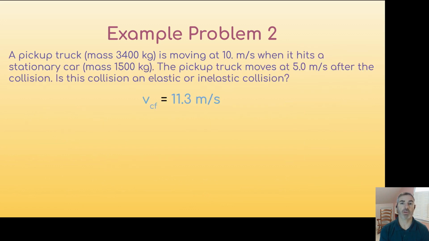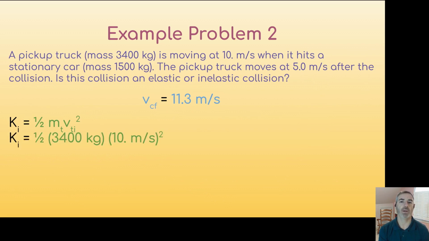So what we're going to do now is calculate the kinetic energy in the initial situation. The initial kinetic energy is going to be half the mass of the truck times the initial velocity of the truck squared, and we get a total value of 170,000 joules of energy for the pickup truck before the collision. Now in the final situation, we have two things moving, so we have to calculate two kinetic energies and then add them together.